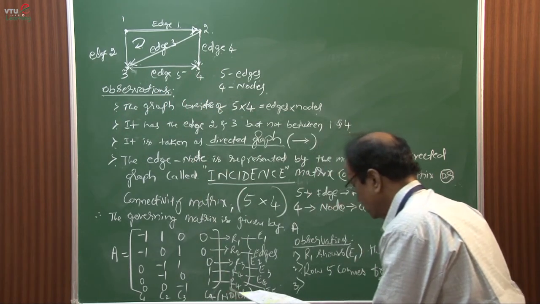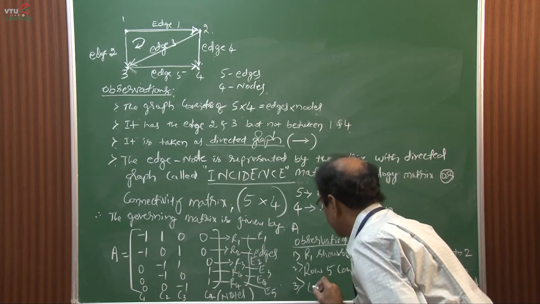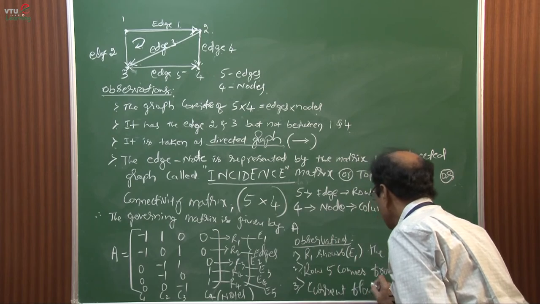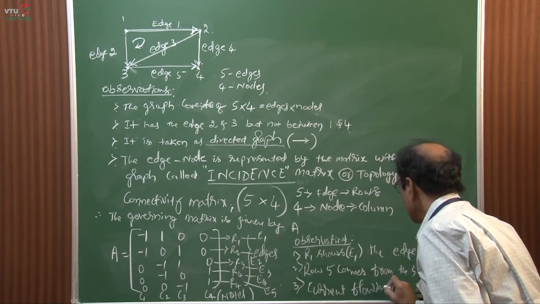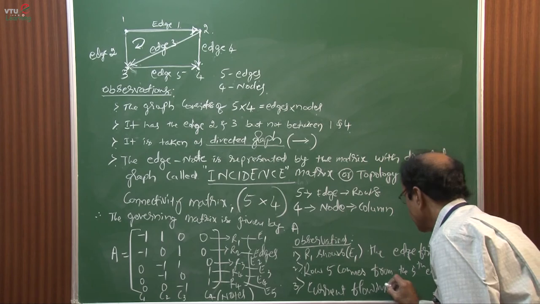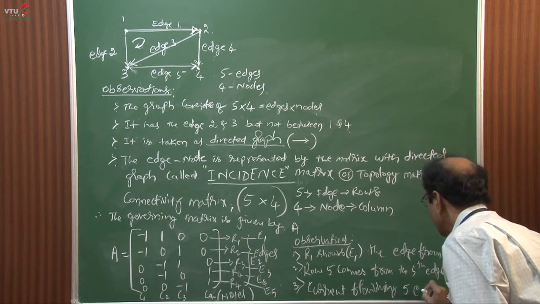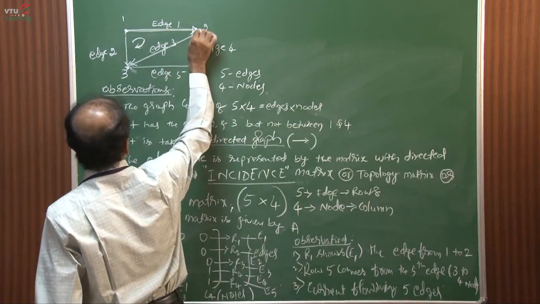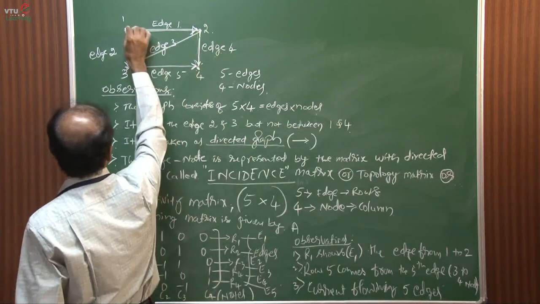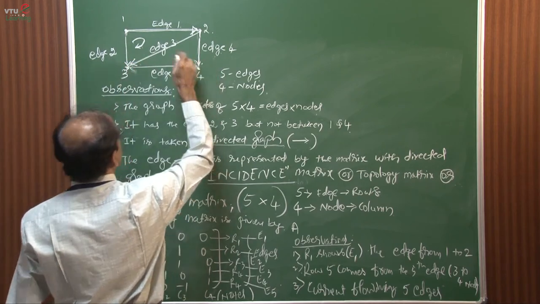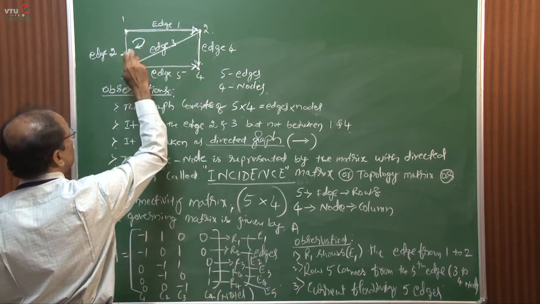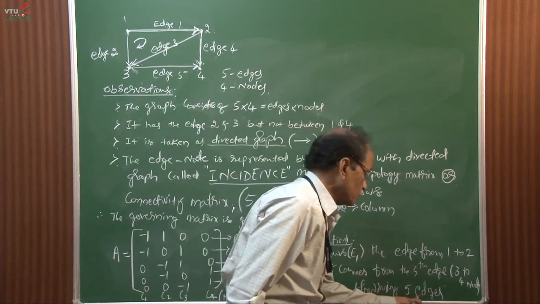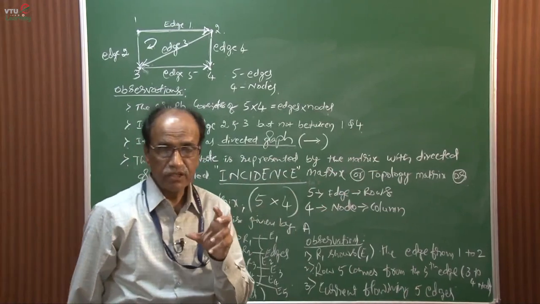And the third observation: current flowing in 5 edges. Five edges means current is flowing from here and it comes here, and then it comes here, then it goes here. Therefore, 1, 2, 3, 4 and then 5. That is the third observation which you can make out. Current is flowing through 5 edges with 4 nodes.